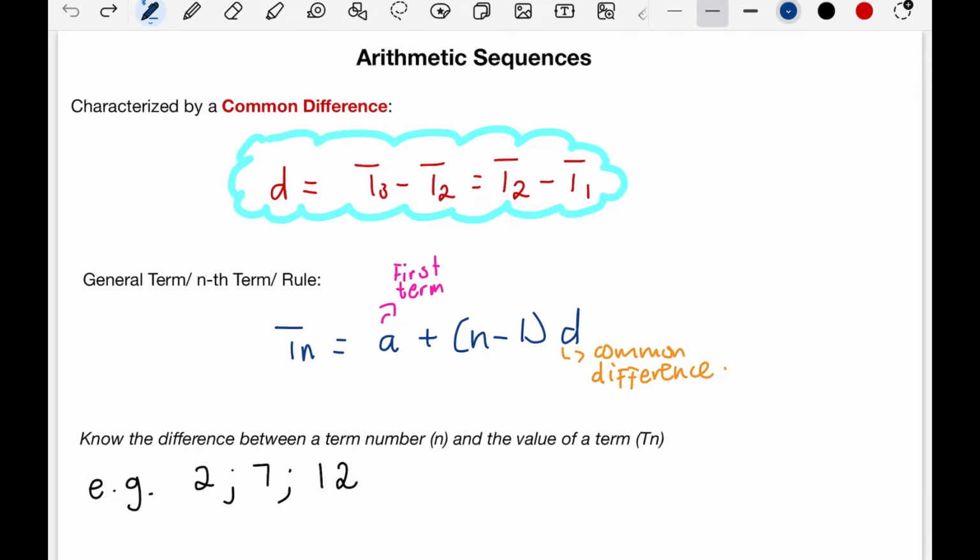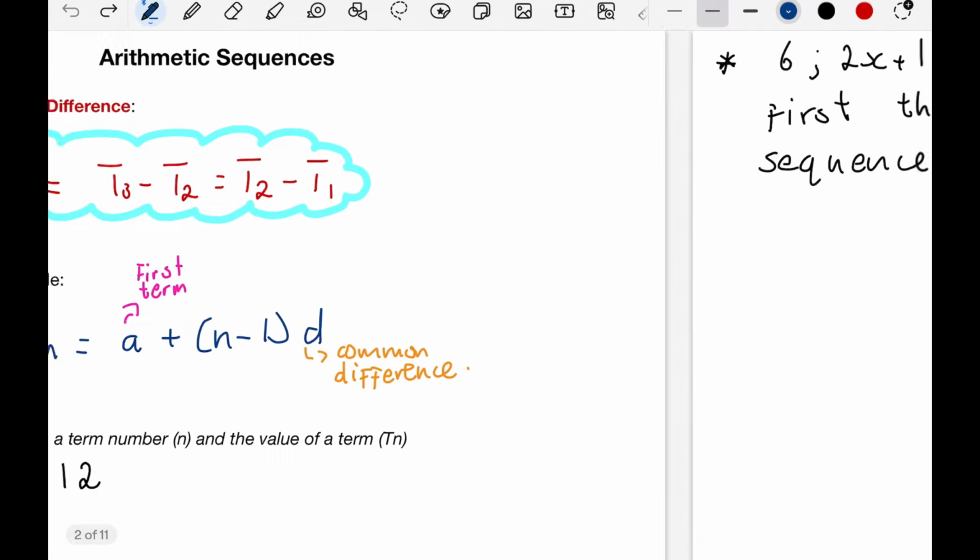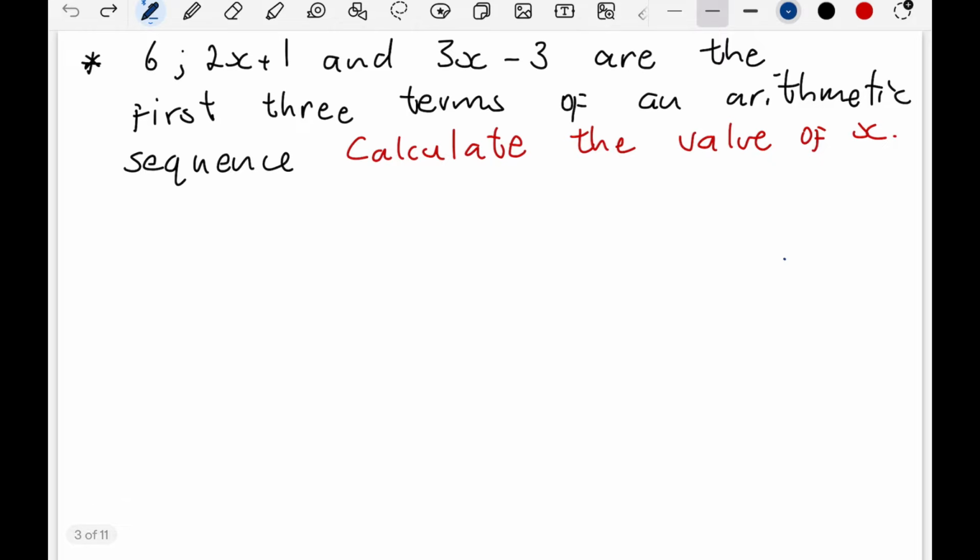Before we talk about the nth term of an arithmetic sequence, I want us to drill down this point just a bit further through this interesting example here. This question says 6, 2x plus 1, and 3x minus 3 are the first three terms of an arithmetic sequence. Calculate the value of x. If you know how to work this out, pause the video, go ahead and try, and then compare with what I have. You see, if we're being told it is an arithmetic sequence, we then know that term 3 minus term 2 should be the same as term 2 minus term 1.